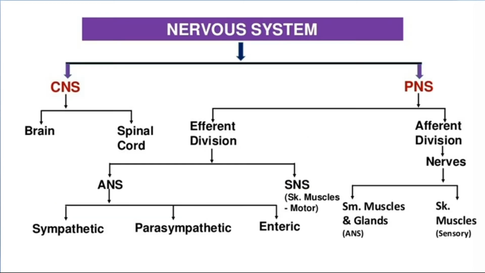Nervous system is divided into central nervous system and peripheral nervous system. CNS includes the brain and the spinal cord, and the PNS includes the efferent division and the afferent division. Efferent division includes autonomic nervous system or ANS, then somatic nervous system or SNS, which includes skeletal muscle, that is motor, and autonomic nervous system divides into sympathetic, parasympathetic, enteric.